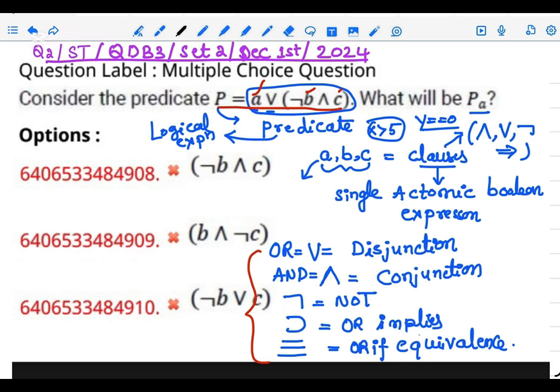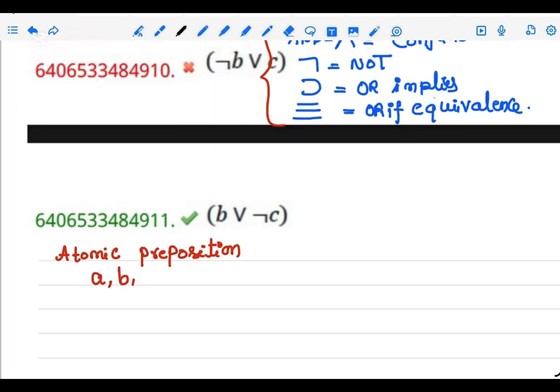So what is a clause? A, B, C. These variables are Boolean variables, single atomic Boolean expressions. What is a single atomic Boolean expression? It is A, B, C, right? A, B, C are the atomic propositions. That is, Boolean variables. These are true or false. Either A will be true or A will be false. Either B will be true or B will be false. C will be true or C will be false, but not both. This is called the atomic propositions.